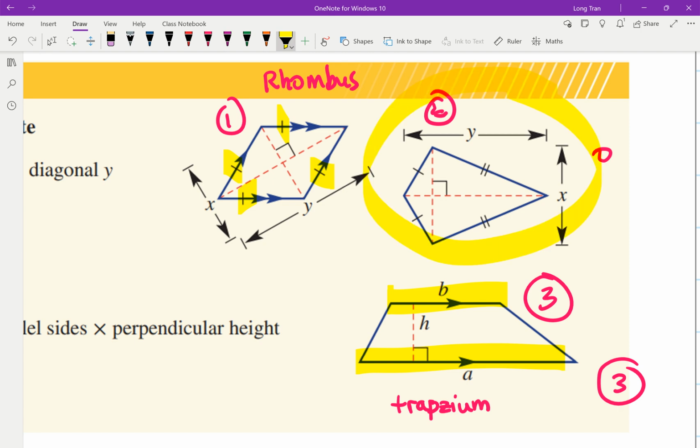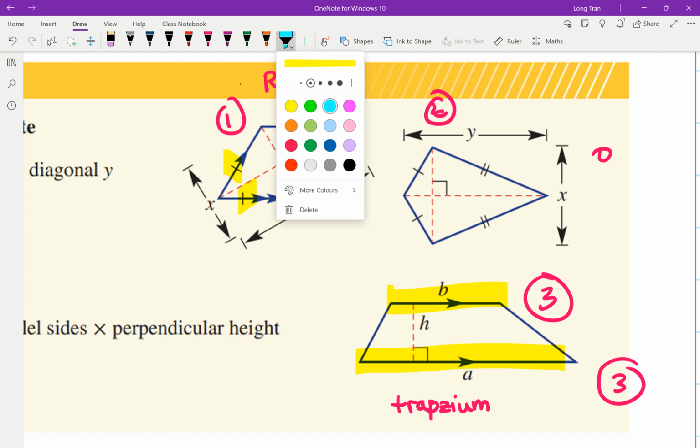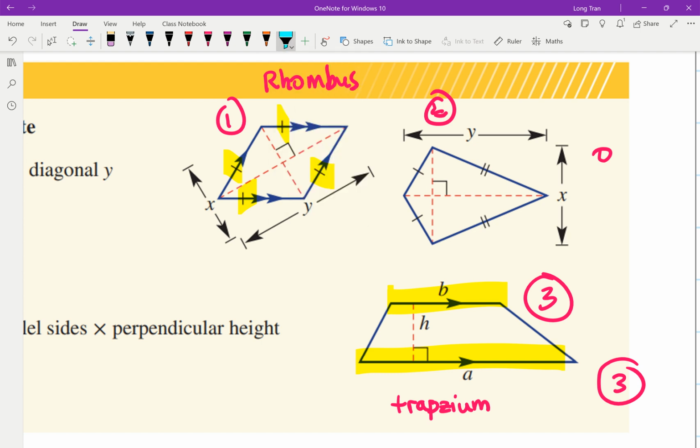It's a kite. Now there is a key thing. By definition, this is probably the most complicated shape. Most students can get confused between a rhombus and a kite, but there's a key difference. In a kite, see these two sides here? They're connected to each other, right next to each other.